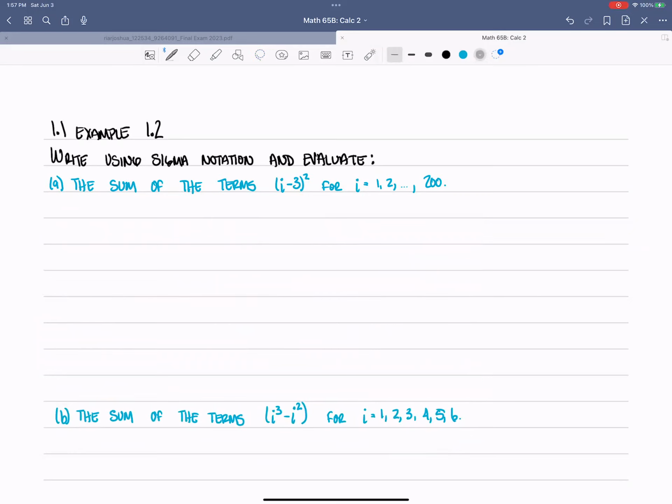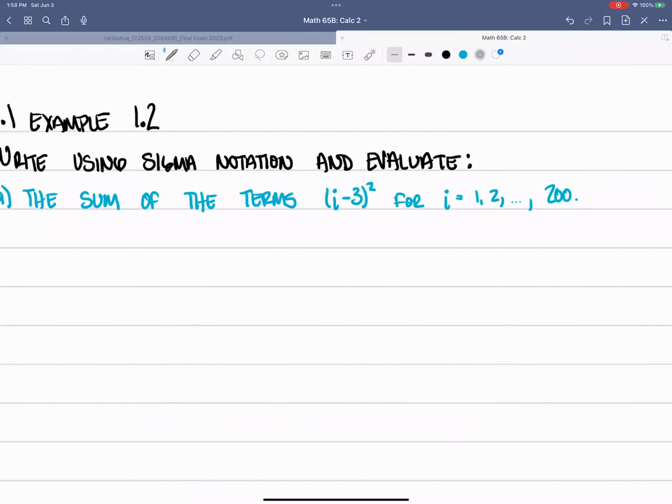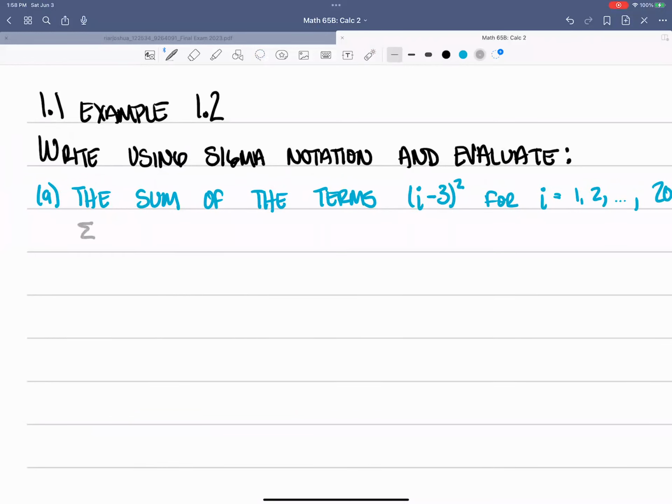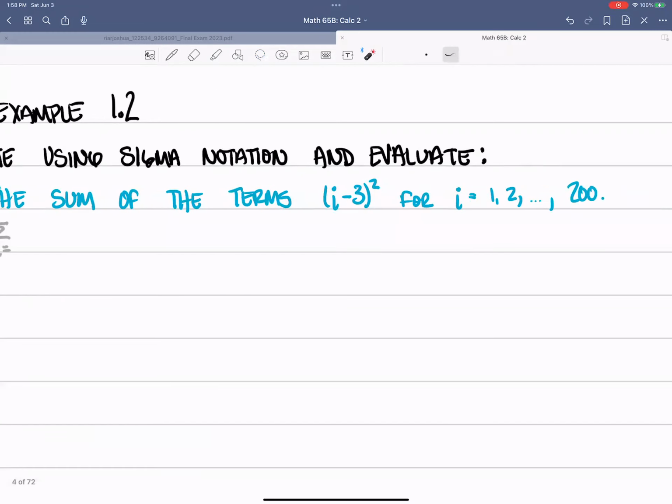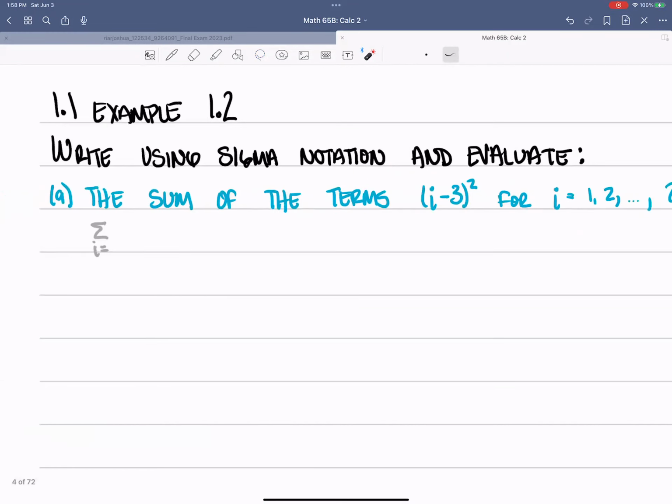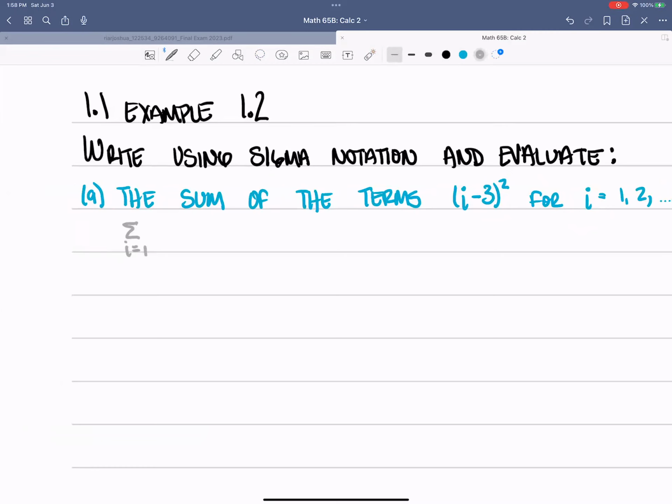We might need to learn how to evaluate them a little bit better though, and you'll see why. Earlier we went from 1 to 5. Now we're going all the way up to 200. So we might want to learn some patterns here. So again, what we're looking at is the sum as i goes from the very first number they ask for, which is 1. The last number is 200. So i goes from 1 all the way to 200, and what we're evaluating is going to be (i minus 3) squared.